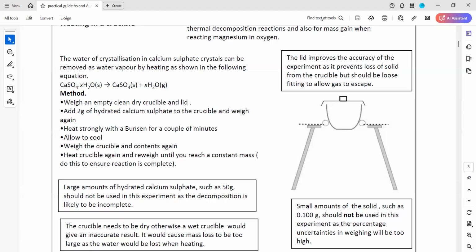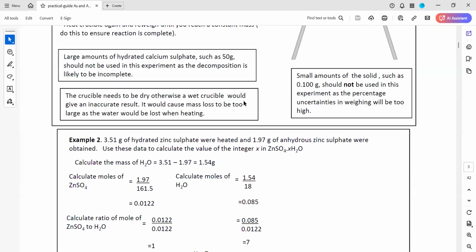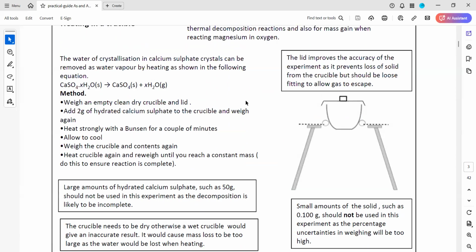For a ratio, is it 1 is to x or 1 plus x? No, when you're taking a ratio, it's a hydrated salt. Actually, it's a ratio between the anhydrous salt and water. That is the mass you're taking. How to get the mass of anhydrous? You first measure the mass of hydrated salt. You took 2 grams. When you supply the heat energy, you will get the mass of anhydrous.